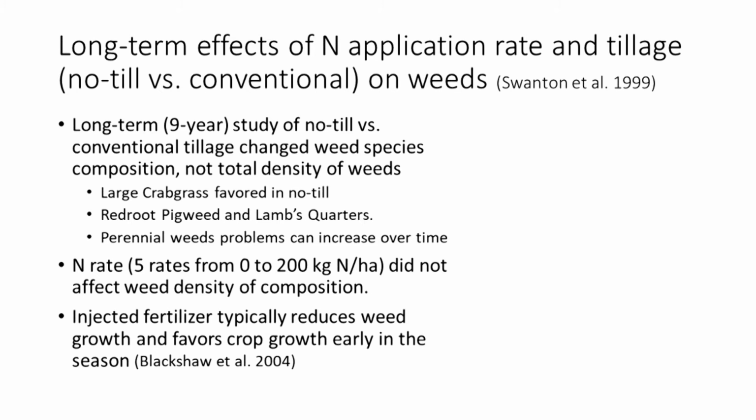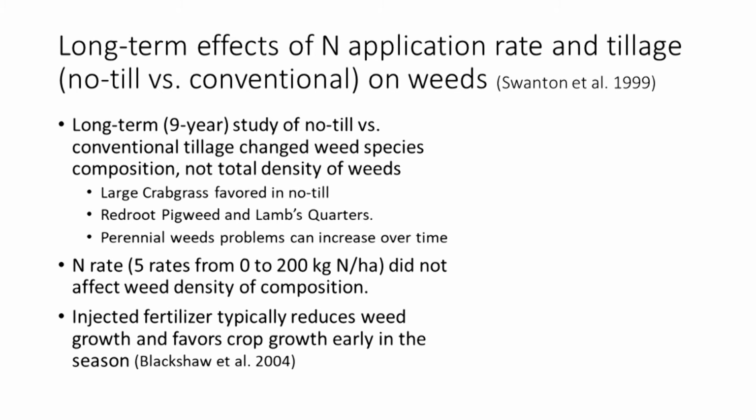Long-term on a field, either no-till or conventional till, and then they looked at weed species number and composition towards the end of the trial. So first off, they found that weed number was not different between conventional and no-till, but the composition of the weeds did shift over time towards favoring different species. So large crabgrass was favored in no-till, redroot pigweed and lamb's quarter favored in the conventional tillage system.